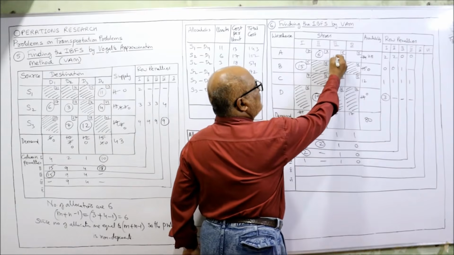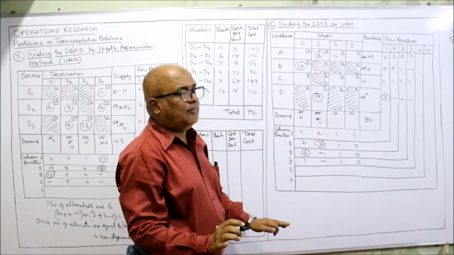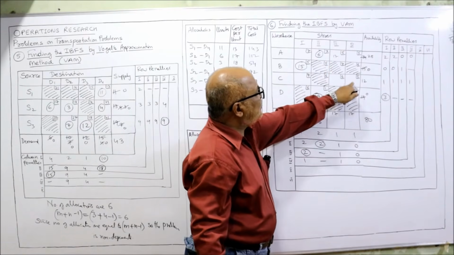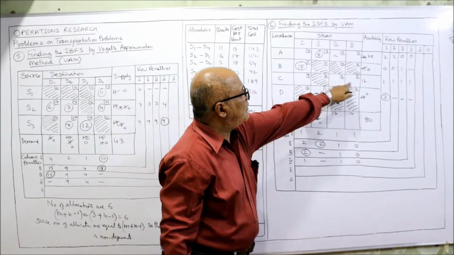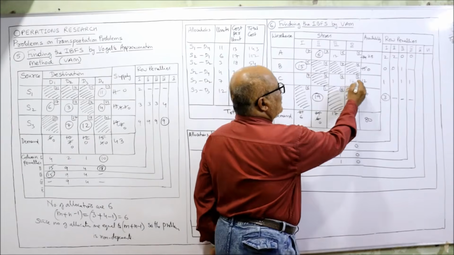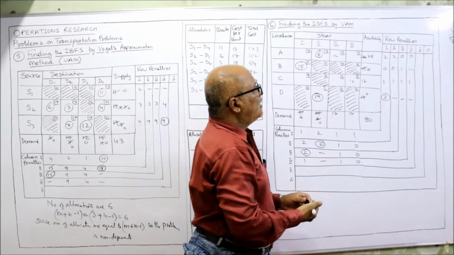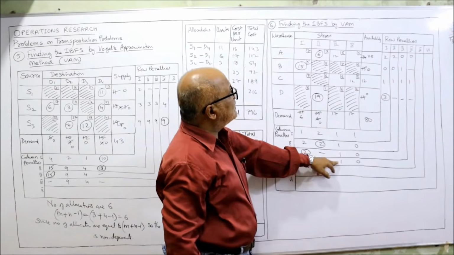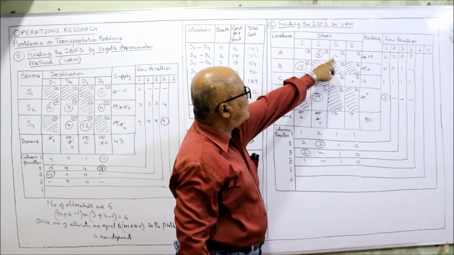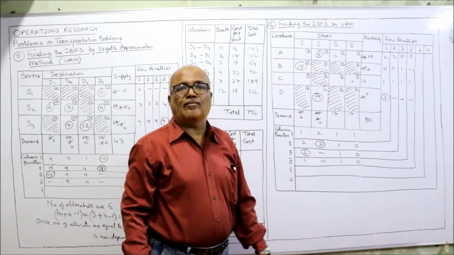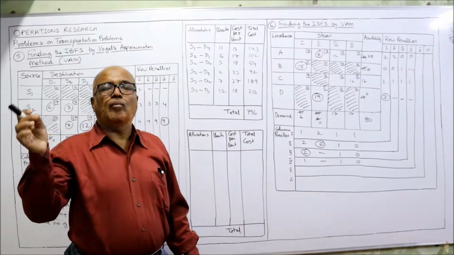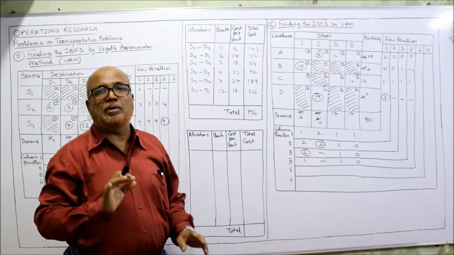So 17 we can give. Arbitrarily I am writing, I am checking now. This 5, if we select, row total 12, column total 17. So 12. Now you can carefully see. If we select this one, 17 allocations we can give. If we select this one, only 12 allocations we can give. So wherever we can give more allocation, that should be preferred.